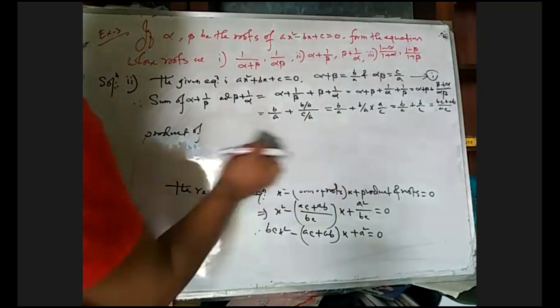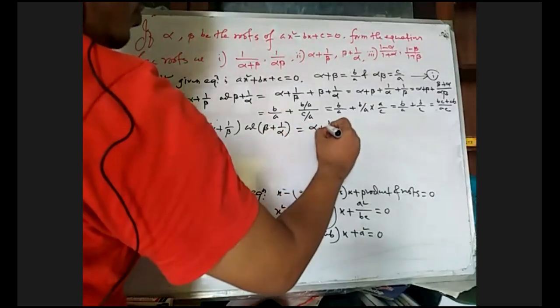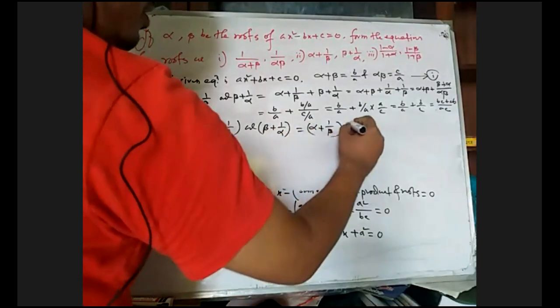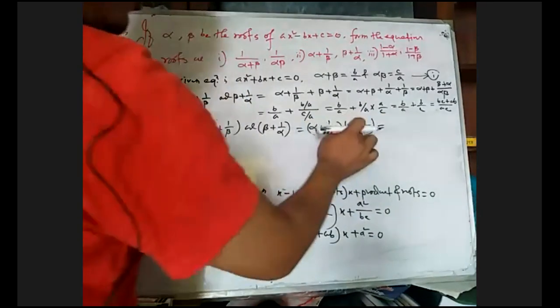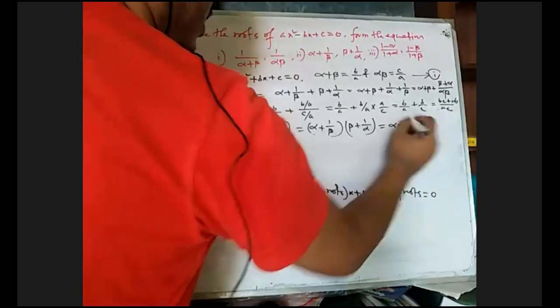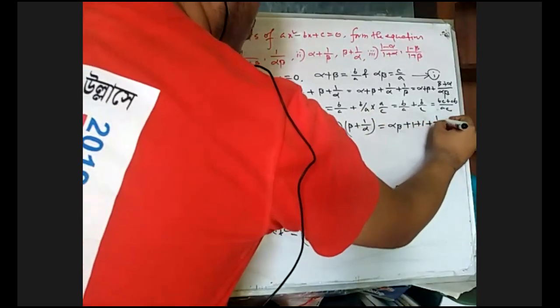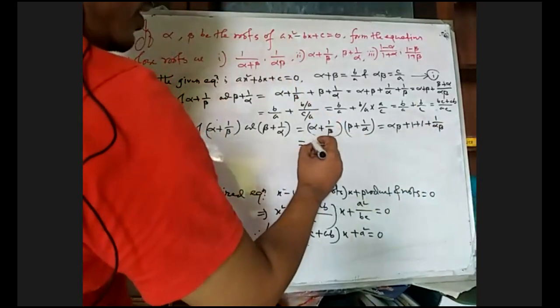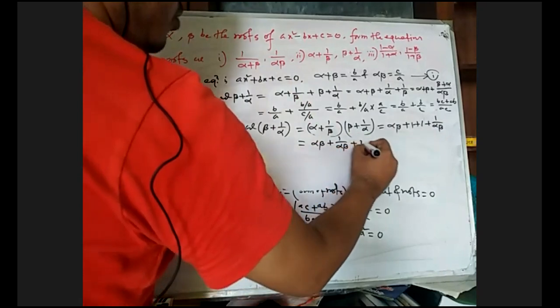Product of alpha plus 1 by beta and beta plus 1 by alpha. What will be? Alpha plus 1 by beta into beta plus 1 by alpha. Just multiplying alpha into beta. Then alpha into 1 by alpha means what? Only 1. And 1 by beta into beta what? Only 1. Beta will be cancelled. So we get 1 by alpha beta. So after this line, we get alpha beta plus 1 by alpha beta plus 2.